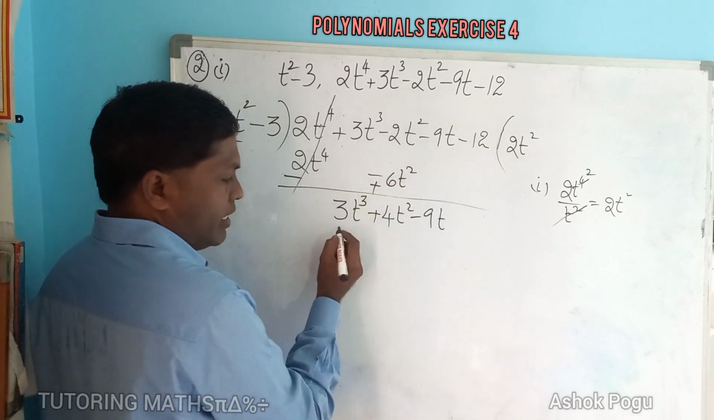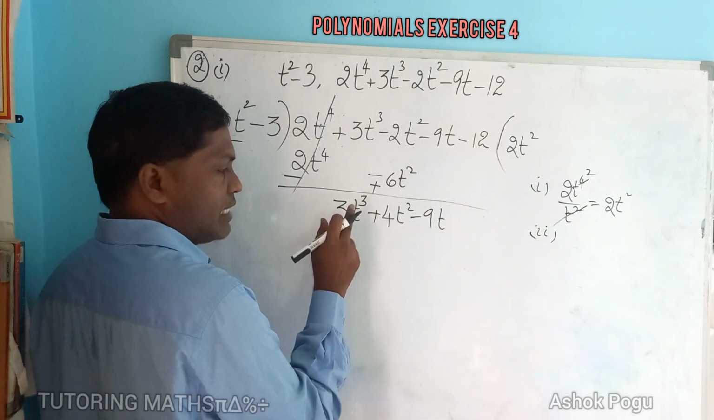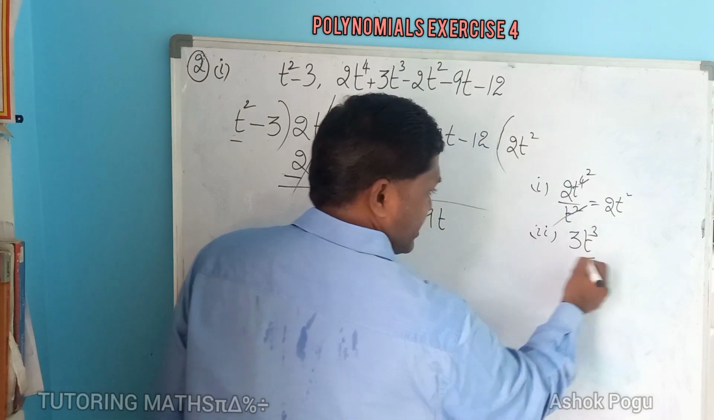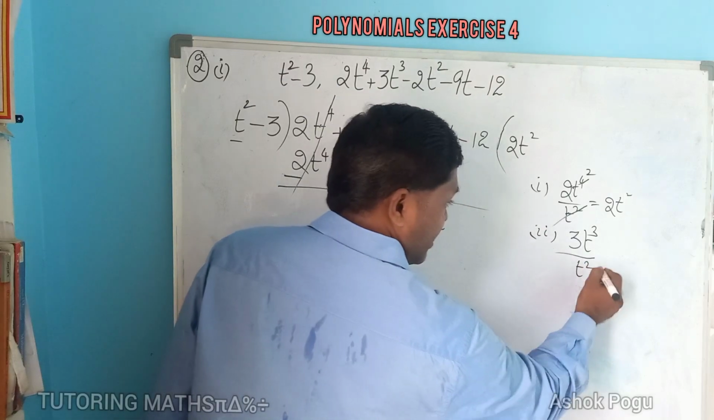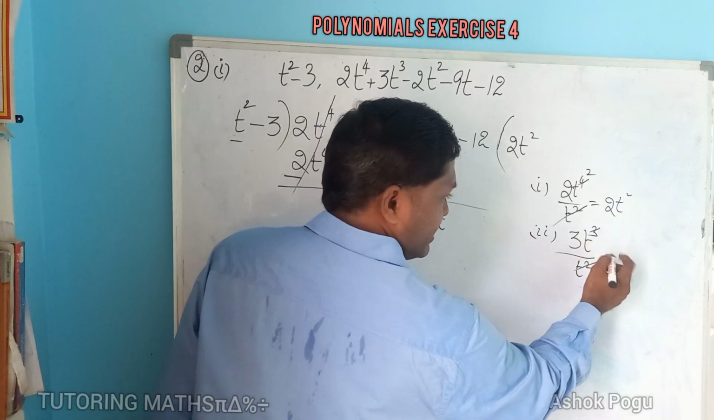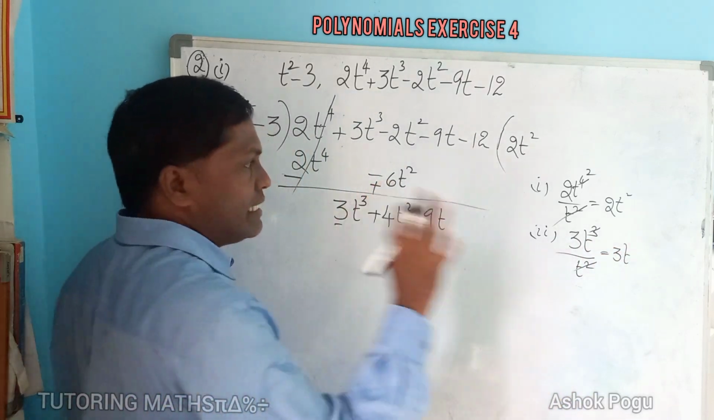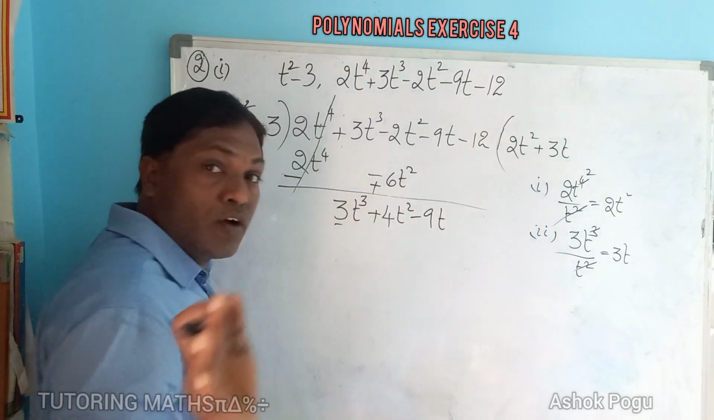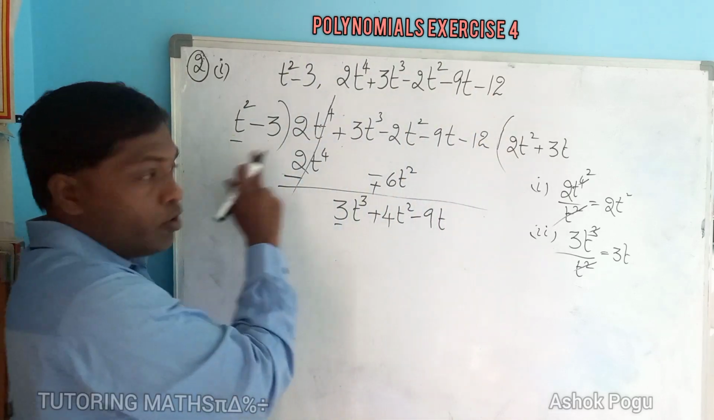And here again second step, we know what the second step is. The first term of the dividend should be divided by the first term of the divisor, that is t square. 2 t's get cancelled, 1 t is left, so finally we get 3t, that is plus 3t. This is the second term of the quotient. That second term of the quotient should be multiplied by the whole polynomial.